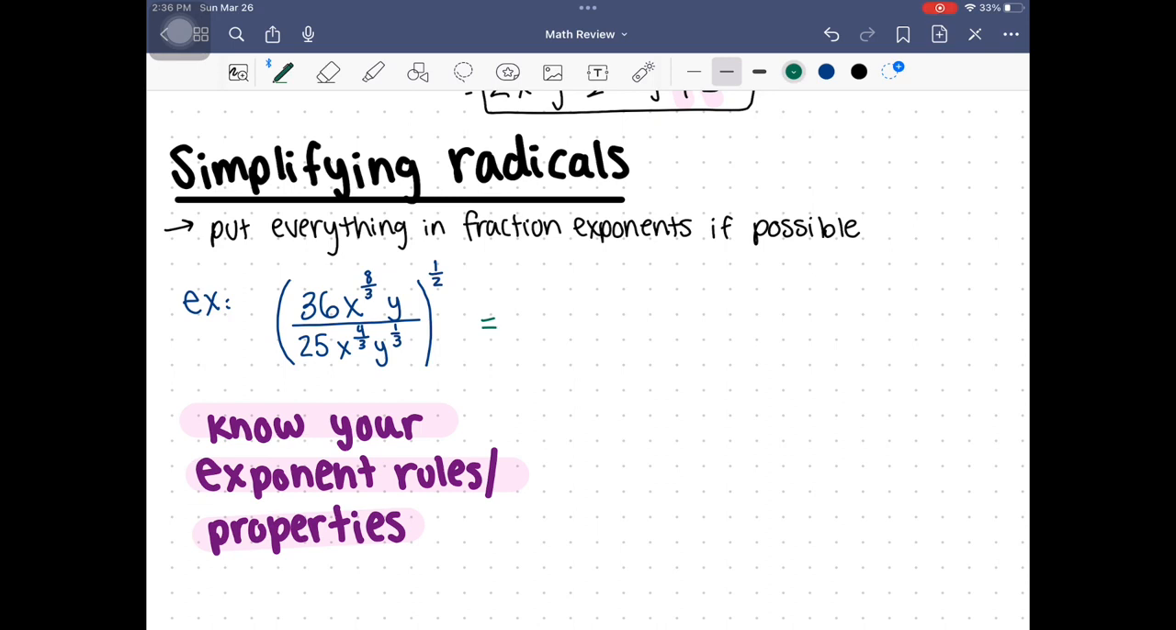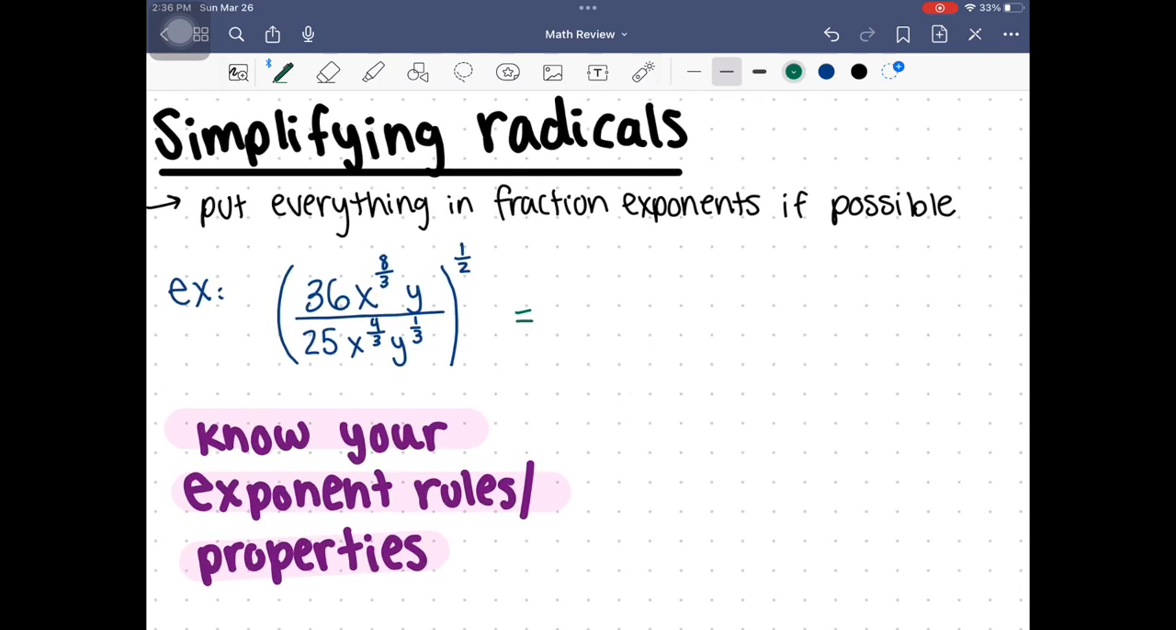Or I want to do my quotient exponent rules. Okay, so I'm going to come through. I'm going to leave my 36. I'm going to leave my 25 alone. Okay, I'm working with my x's now. They have the same denominator of 3, which means I can just subtract them. So 8 minus 4, I'm doing this right here. 8 minus 4 is going to be 4/3. Okay? The 4/3 is going to be on the top because it's bigger. So this is going to be x to the 4/3.